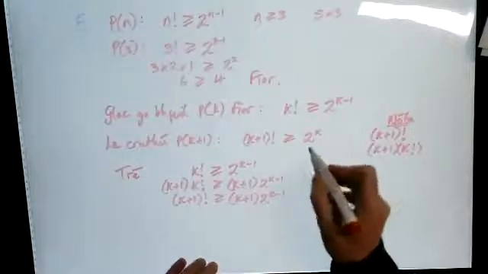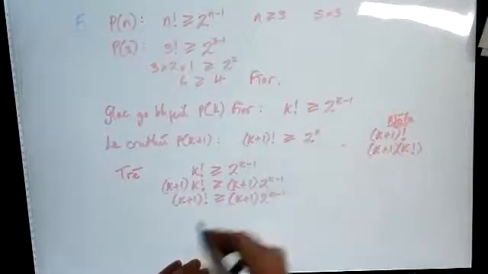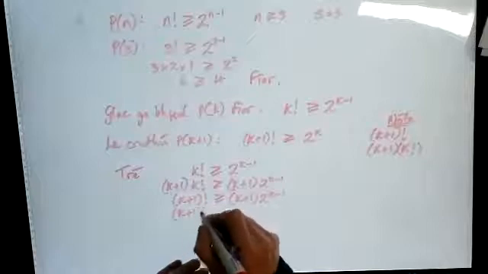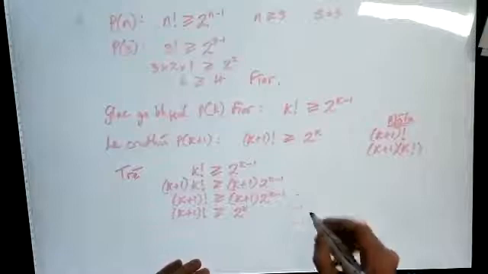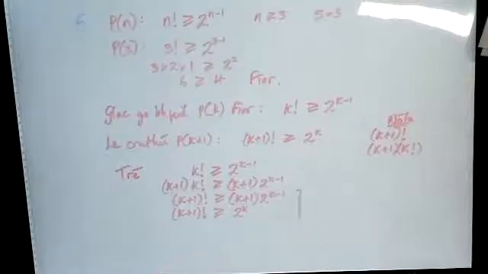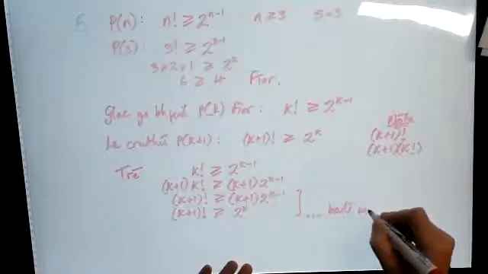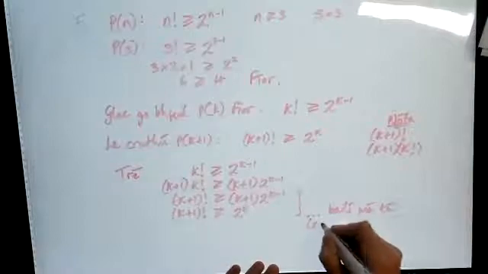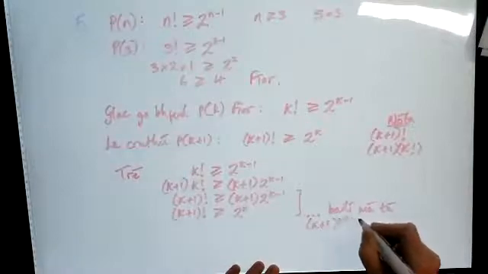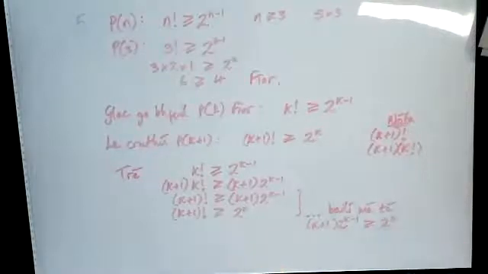Now we have to prove P(k plus 1): (k plus 1) factorial is greater than or equal to 2 to the power of k. So we have to show that (k plus 1) times 2 to the k minus 1 is greater than or equal to 2 to the k.